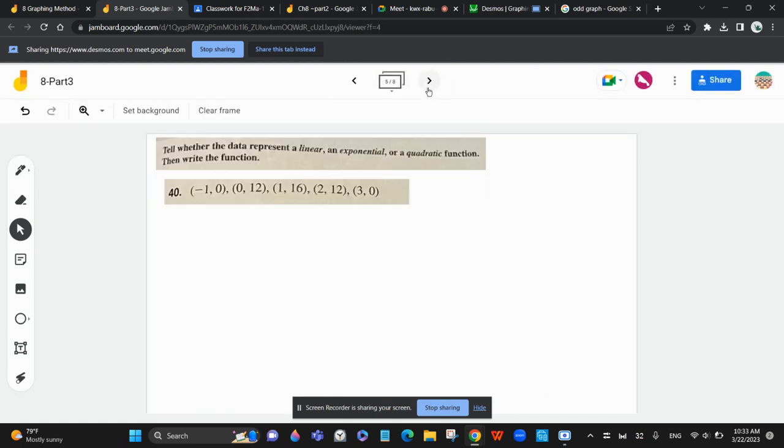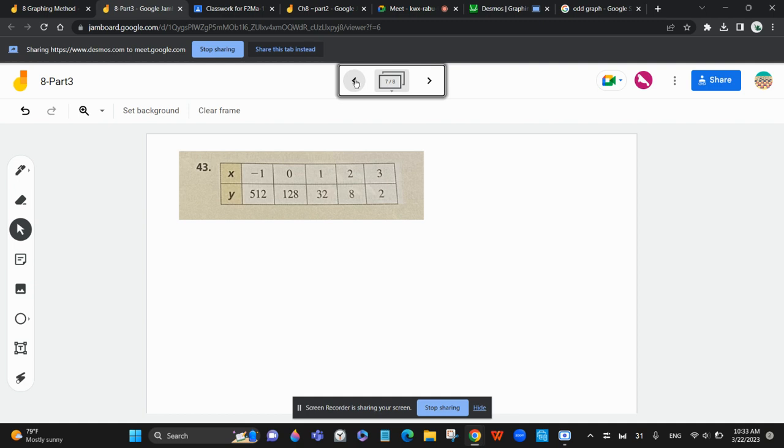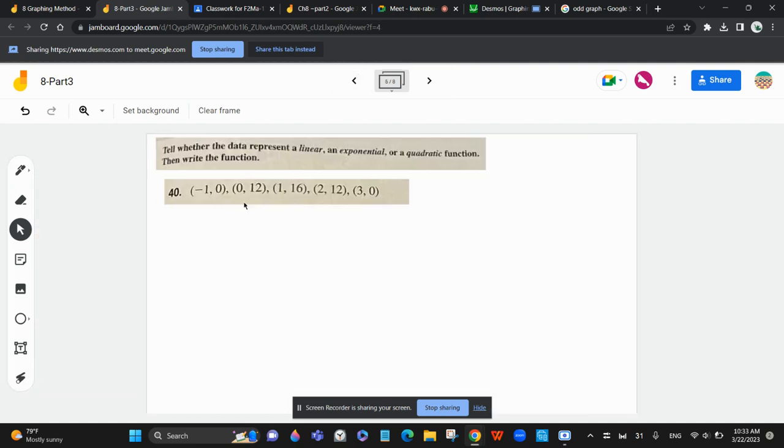It's easy. Yeah, so now it's about the linear, exponential and stuff. So from the following data, is it a linear, exponential or a quadratic function? So you need to plot the points to see.